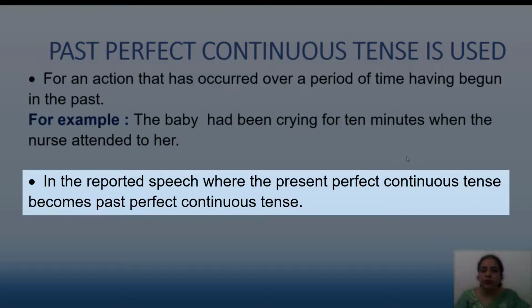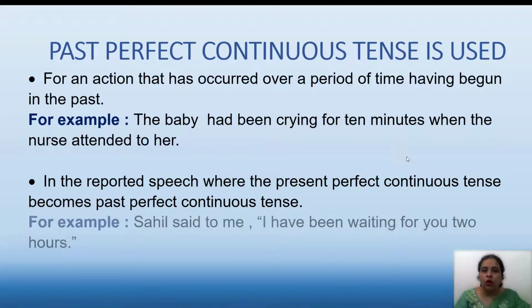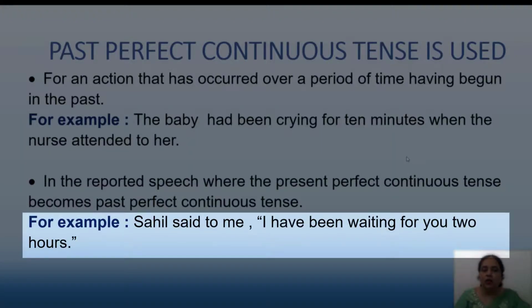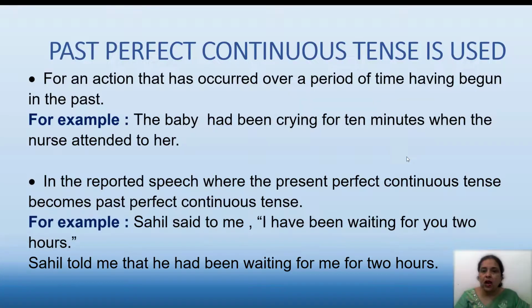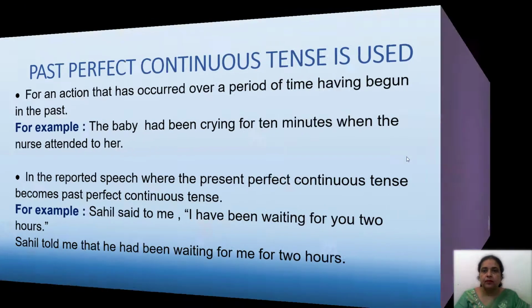In reported speech, the present perfect continuous tense becomes past perfect continuous tense. For example, Sahil said to me, I have been waiting for you for 2 hours. In indirect speech, it becomes Sahil told me that he had been waiting for me for 2 hours. Now in this, present perfect continuous tense changes into past perfect continuous tense.